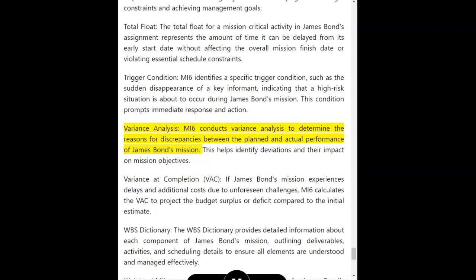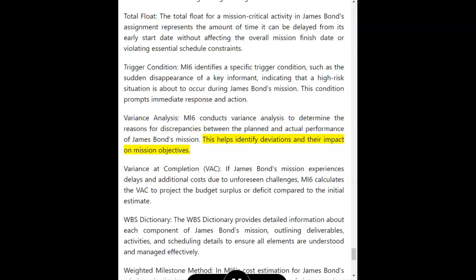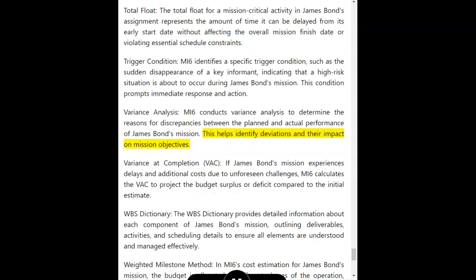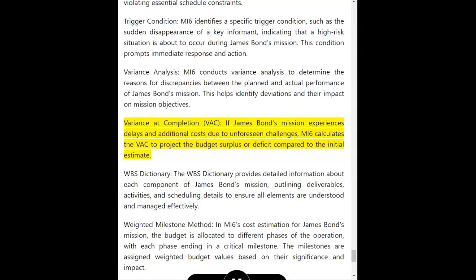Variance analysis. MI6 conducts variance analysis to determine the reasons for discrepancies between the planned and actual performance of James Bond's mission. This helps identify deviations and their impact on mission objectives. Variance at completion, VAC. If James Bond's mission experiences delays and additional costs due to unforeseen challenges, MI6 calculates the VAC to project the budget surplus or deficit compared to the initial estimate.